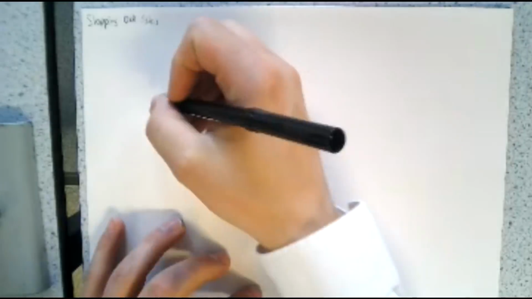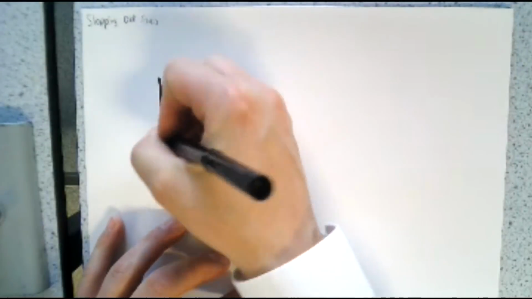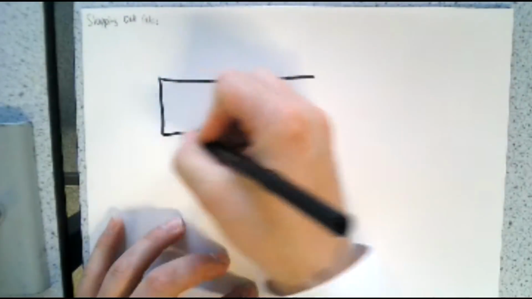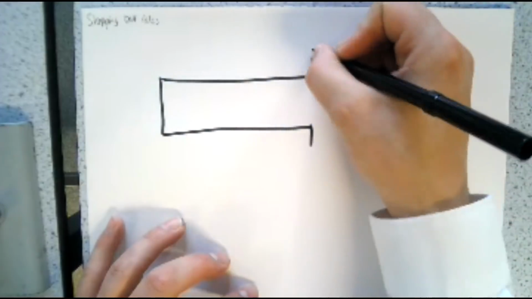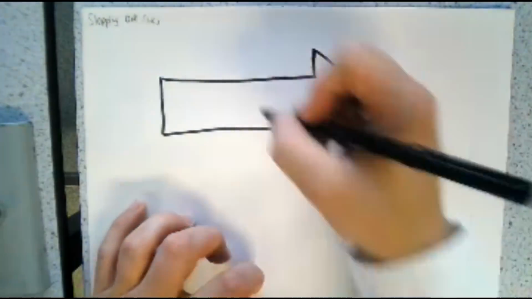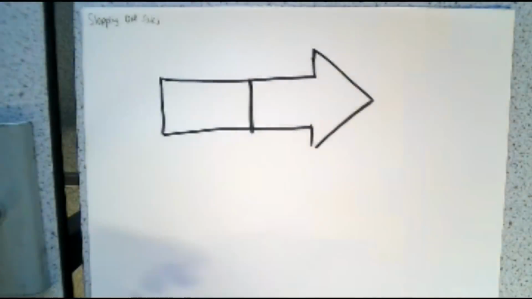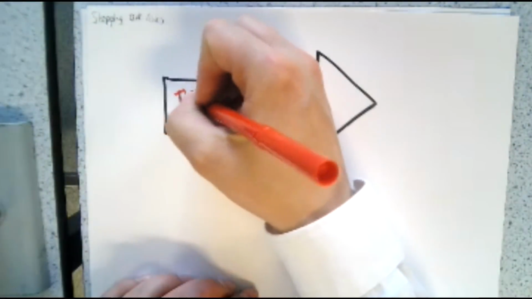Stopping distance. To calculate the total distance in meters that it takes, I'm going to use a car throughout as an example. For a car to stop, there are two components involved.